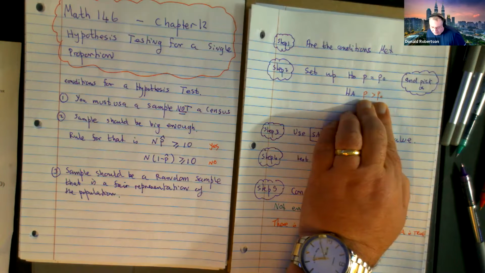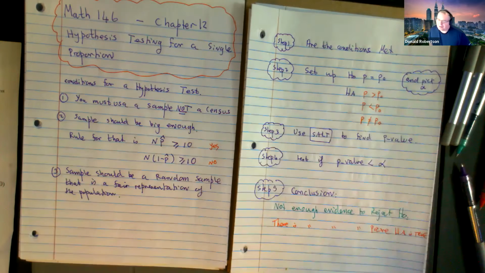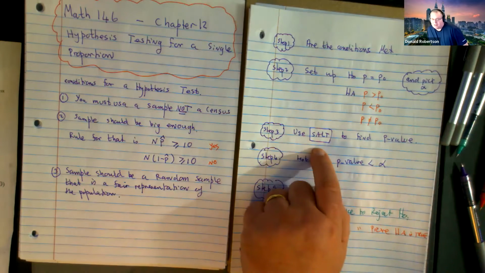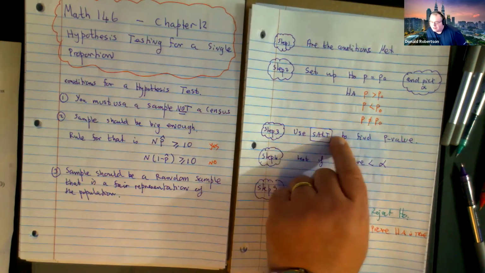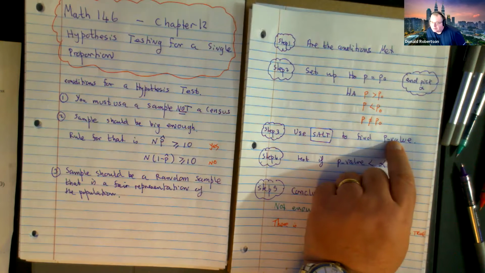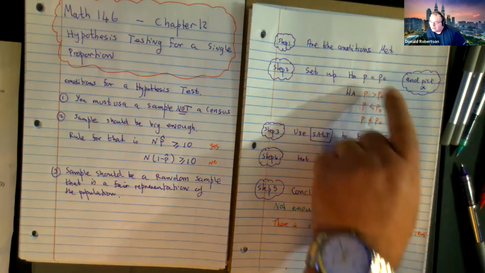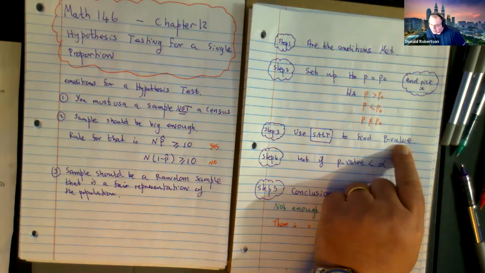P naught is called the null value, right? The null value. So, is it bigger than the null, less than the null, or not equal to? The vast majority of questions, you're going to use SALT to get a guy called the p-value. The p-value is essentially the probability that you got the sample that you got if this was true. And if the p-value is tiny, that's the evidence you want, right?